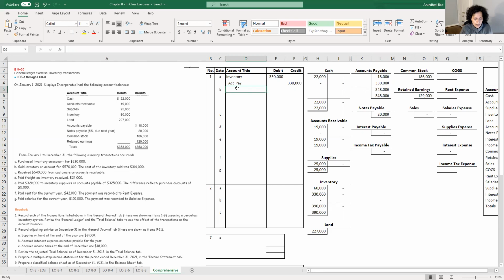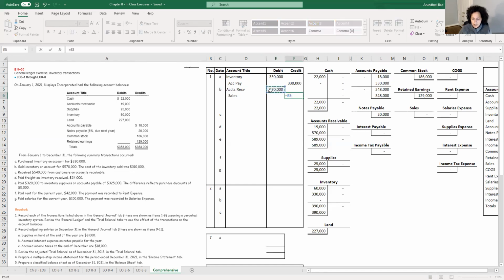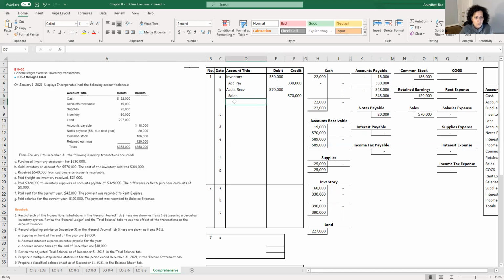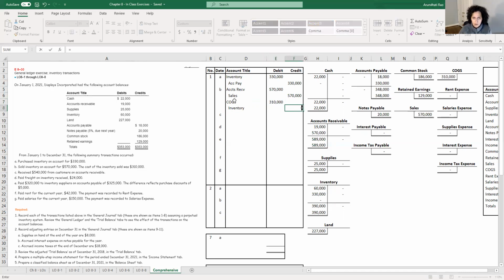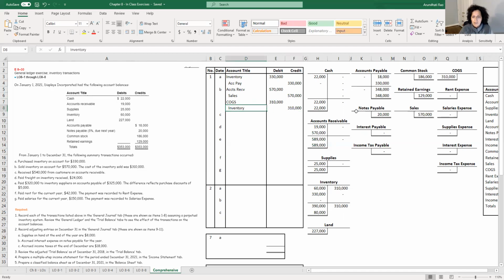It's a transaction on account. So we'll debit accounts receivable and credit sales. The sales transaction is for $570,000. And we need to do a second journal entry to reflect the expensing of the inventory that's sold. So it's cost of goods sold debit and inventory credit. And that amount we've been told is $310,000. Once again, as I do each journal entry, the relevant T accounts are getting updated over here.